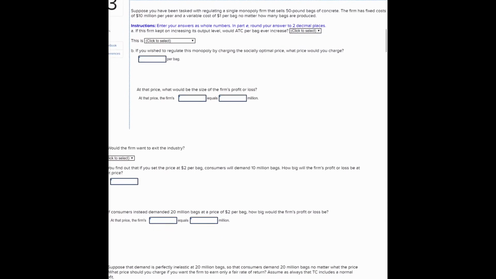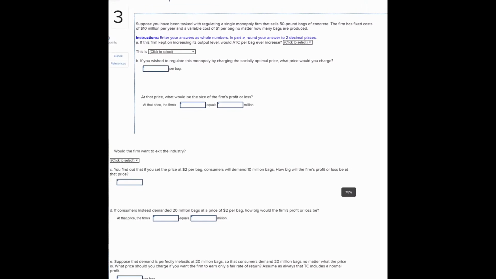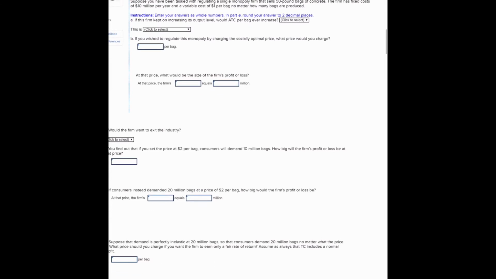Number 3, suppose you've been tasked with regulating a single monopoly that sells 50-pound bags of concrete. The firm has fixed costs of $10 million per year and a variable cost of $1 per bag, no matter how many bags are produced. So right off the bat, we have some good information to work with. And it says, if this firm kept on increasing its output level, would ATC per bag ever decrease? And the answer is no. ATC would never decrease. It would increase at a decreasing rate.